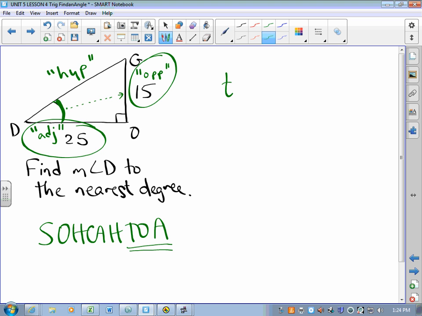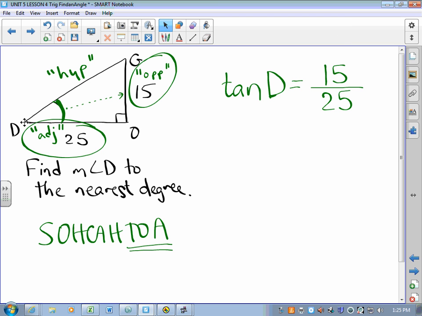Tangent of what? You can't just write tangent, you have to have an angle. Otherwise, that's just a color, folks. So to be proper, we're going to write tangent of angle D. What is the tangent of angle D? The tangent of angle D is opposite divided by adjacent. Well, now we run into a bit of a problem, because we need some way to undo tangent, some way to make tangent go away so that we can get the angle.